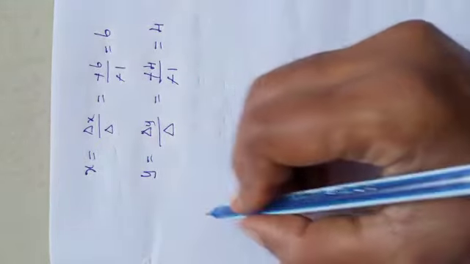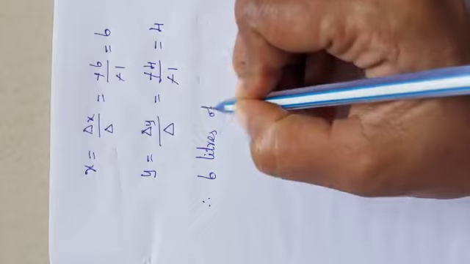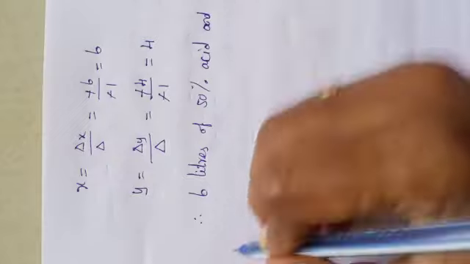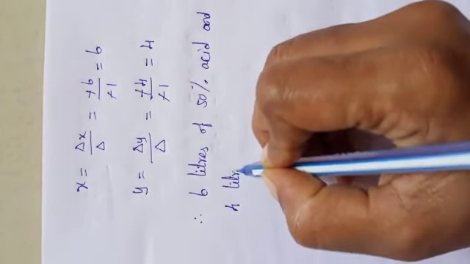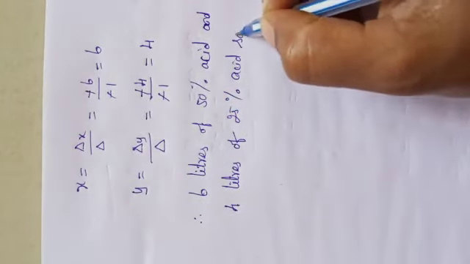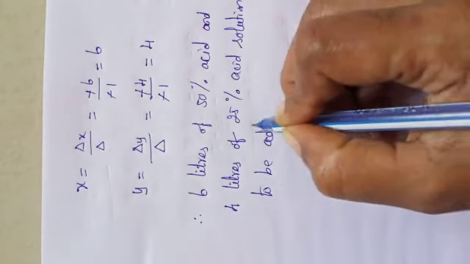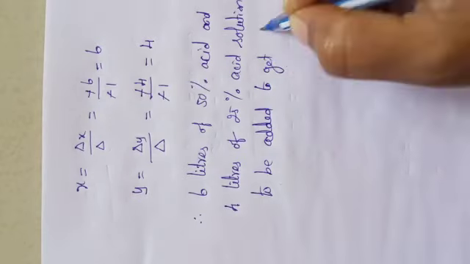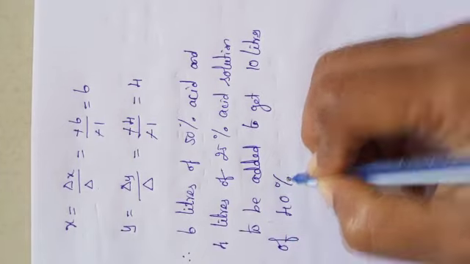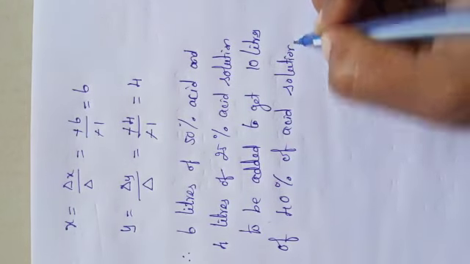Therefore the answer is 6 liters of 50% acid and 4 liters of 25% acid solution to be added to get 10 liters of 40% acid solution, as it is in the book question I have written.